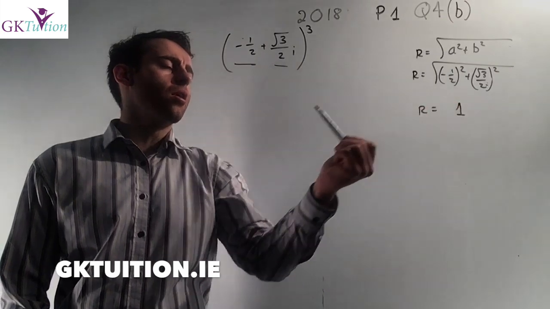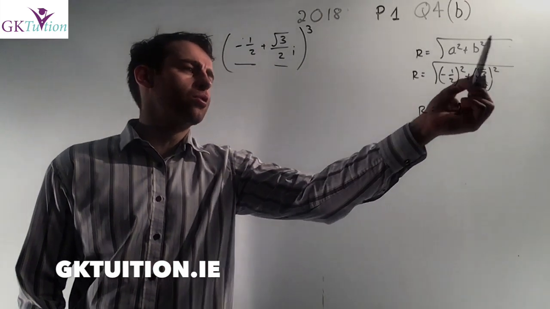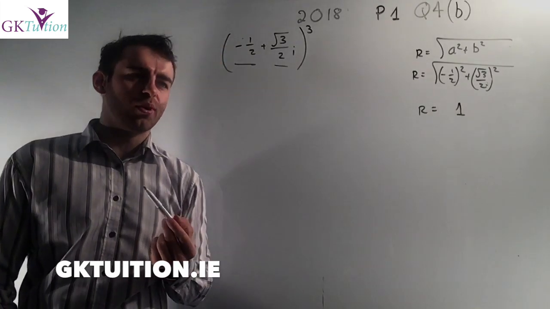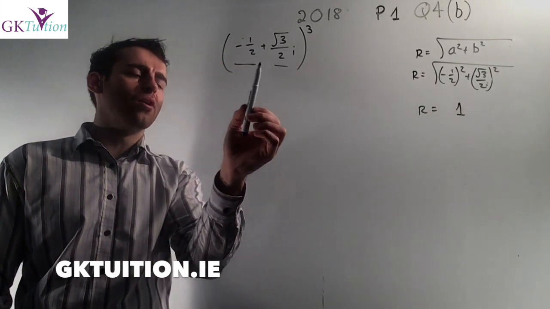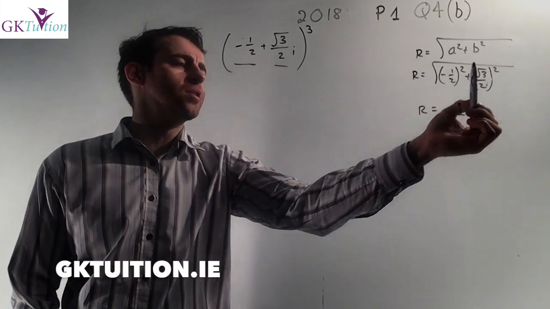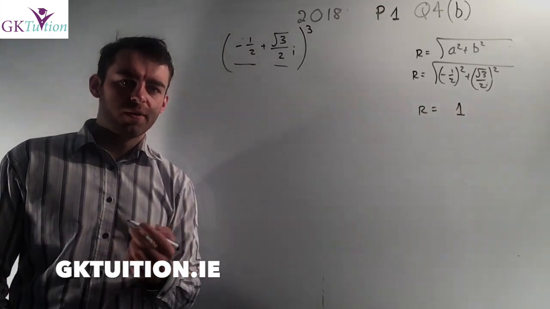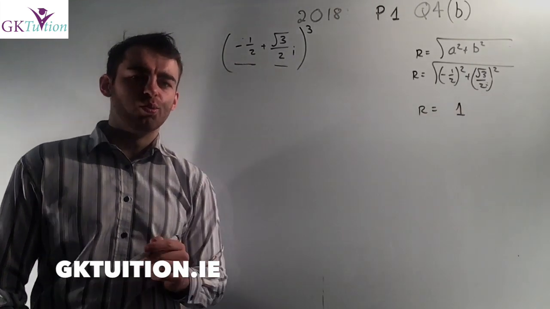So as you can see, I've already gone through how to find the modulus. Your formula for the modulus is just the square root of a squared plus b squared, where a is the number on its own and b is the number in front of i. In this case, my modulus is the square root of minus a half squared plus root 3 over 2 squared. If you plug that into your calculator, your modulus is 1.